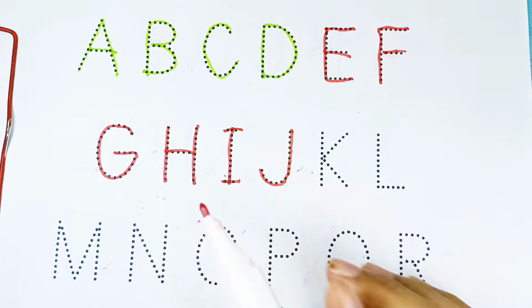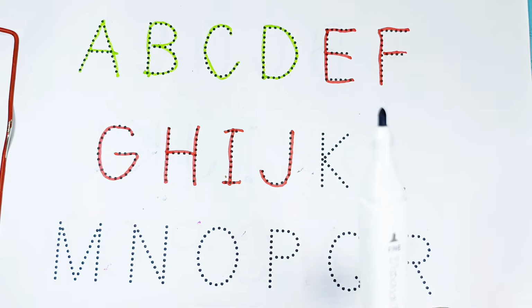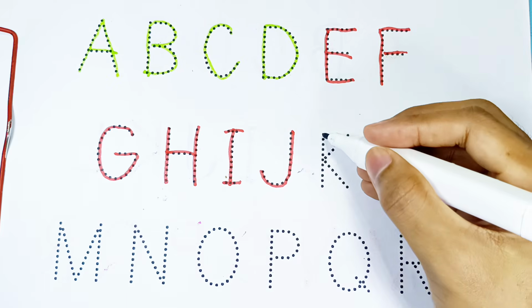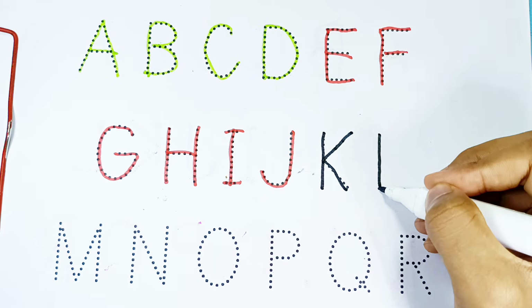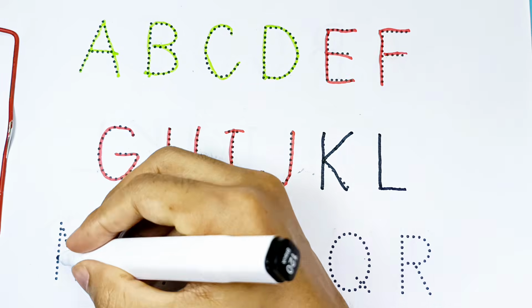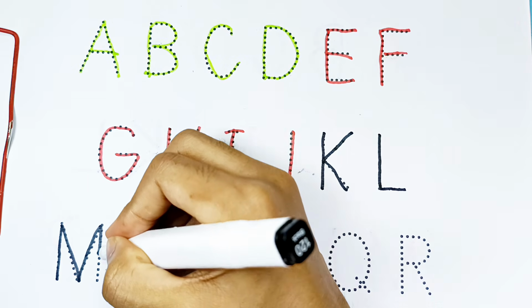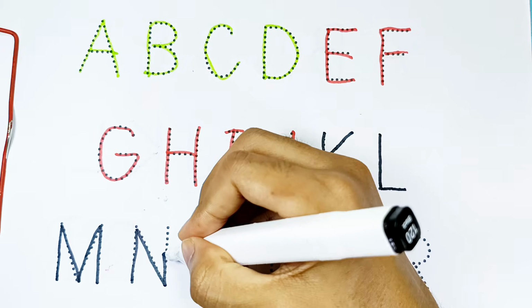J for jackfruit. Now we're using the color of black and writing the alphabet of K. The next one is L. L for lemon. M. The next one is M.